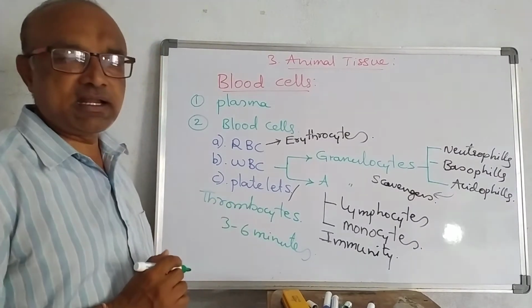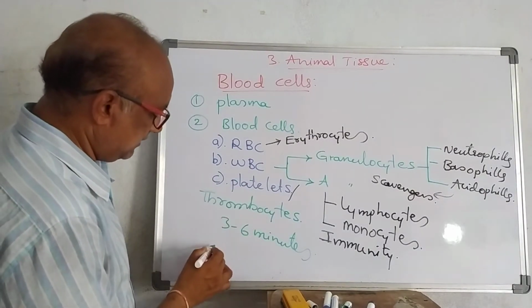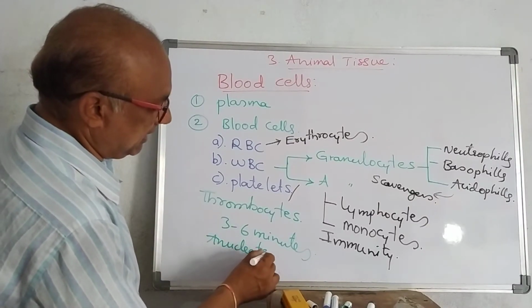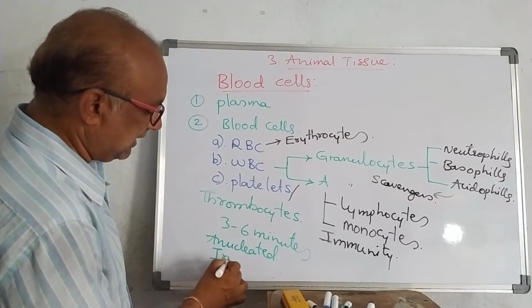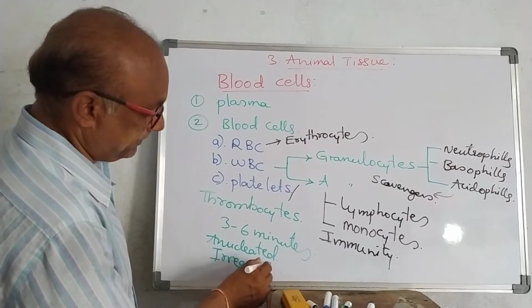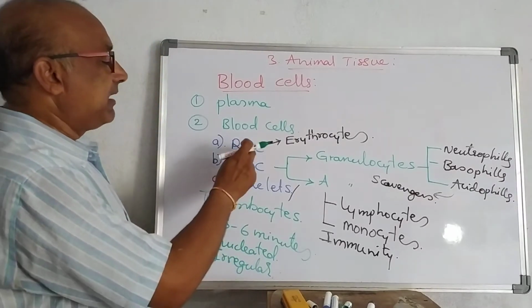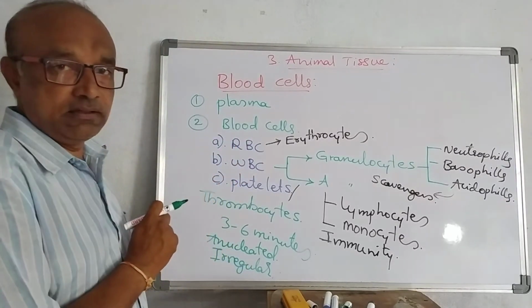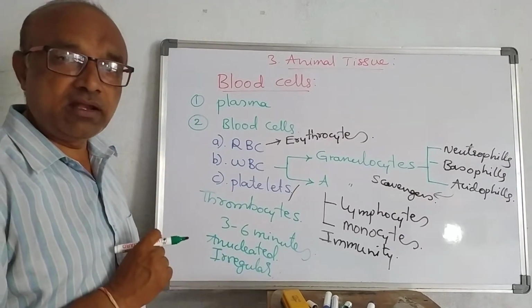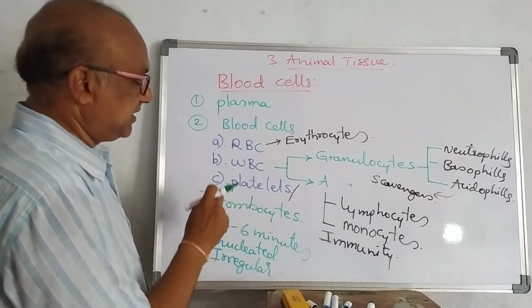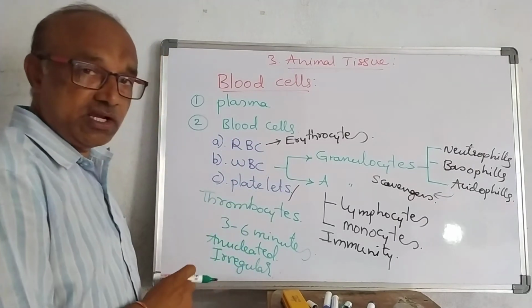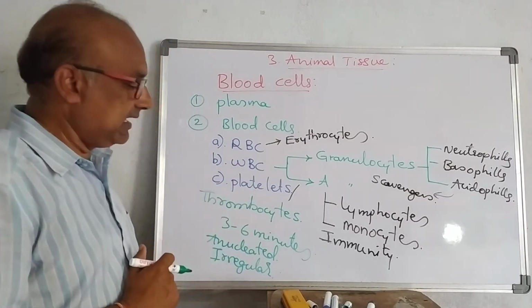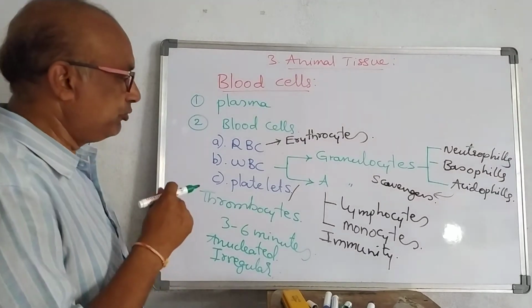And thrombocytes do not contain a nucleus, so they are enucleated, and they do not have any particular shape, so they are irregular in shape. But RBC also do not contain a nucleus, so they are enucleated, but they have a particular shape called biconcave. But platelets are irregular in shape and do not contain a nucleus, so enucleated. So in this way, the blood cells are seen in human blood.